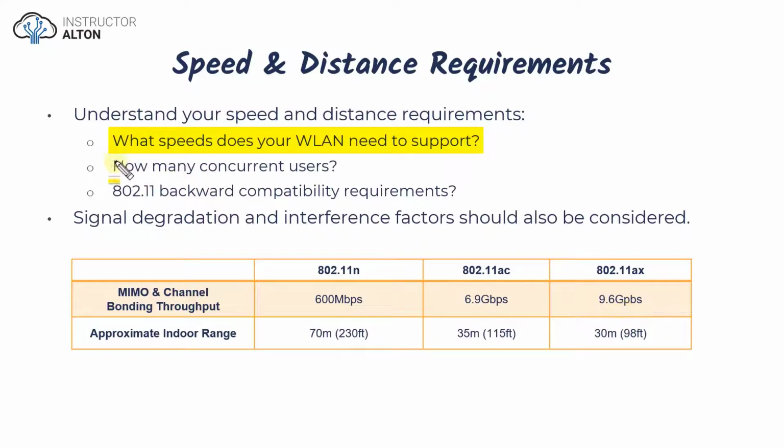Number two, how many concurrent users are we going to have on the wireless network? Because as we know, 802.11n only supports one user communicating at a time, because remember, that is single user MIMO. Not until we get to 802.11ac and 802.11ax do we support multiple users communicating at once on a wireless network. And then number three, what about backwards compatibility?